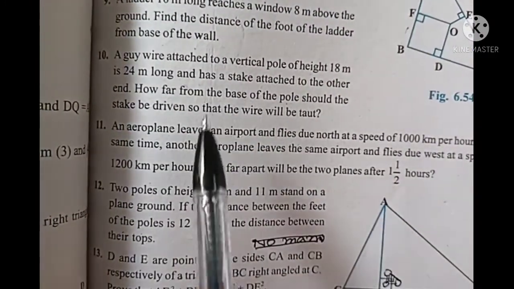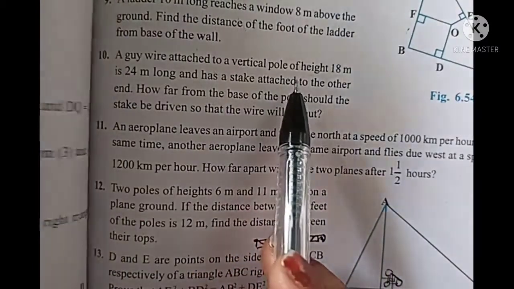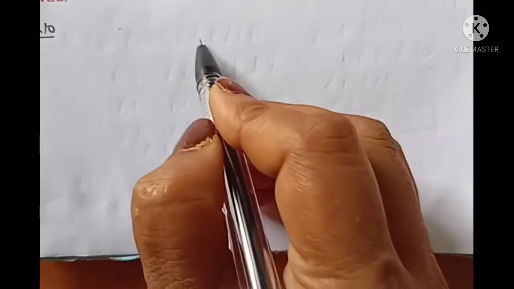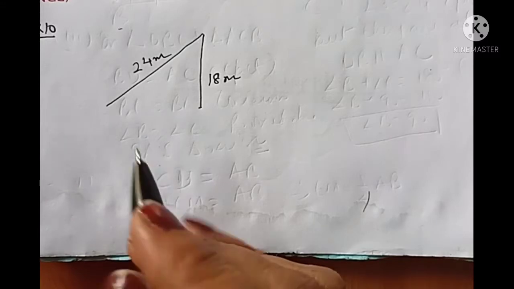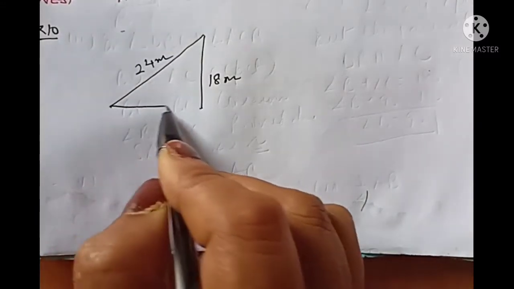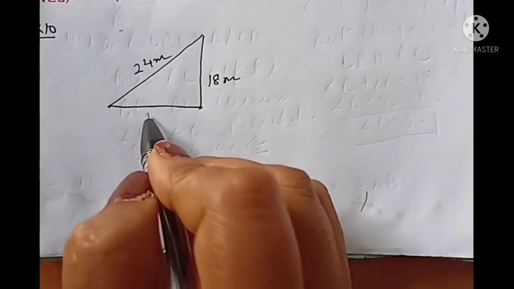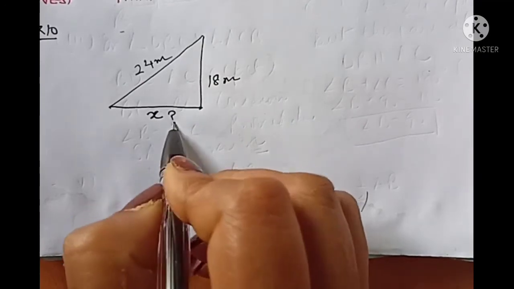So it's simply a straight wire which is attached to a vertical pole of height 18 meter is 24 meter long. So let's draw the diagram. Say 18 meter is the vertical pole and this wire is 24 meter long. Alright. And how far from the base of pole should the stake be driven so that the wire is taut? Taut means straight. So we need to find out x. We need to find out this distance.